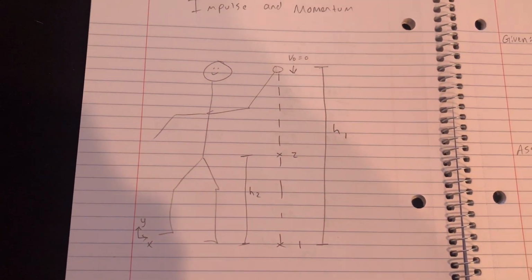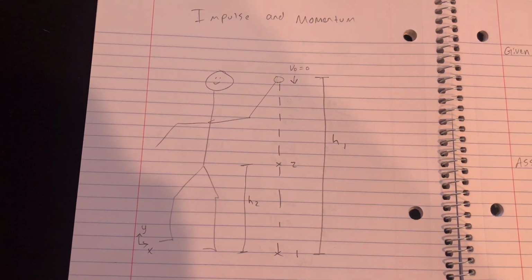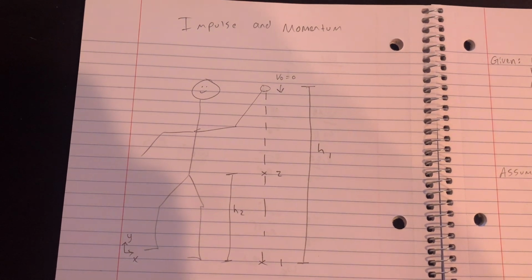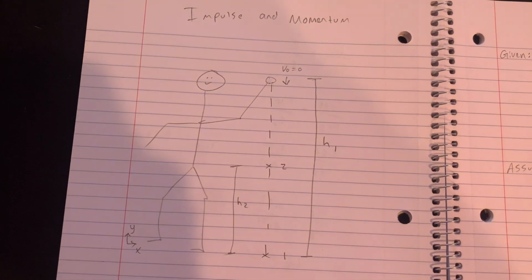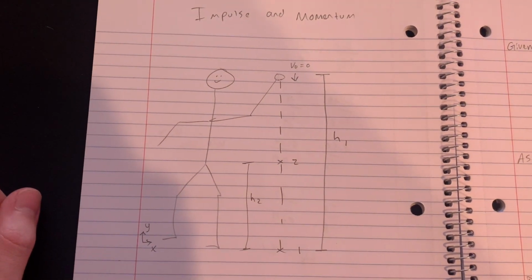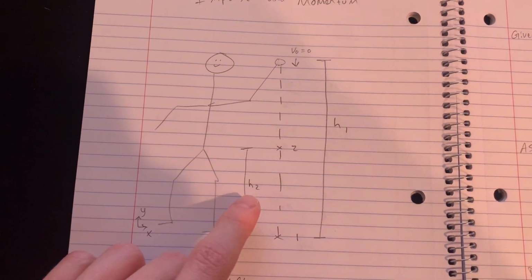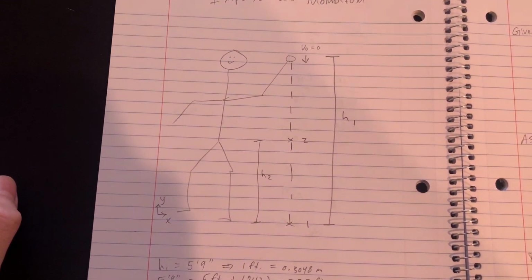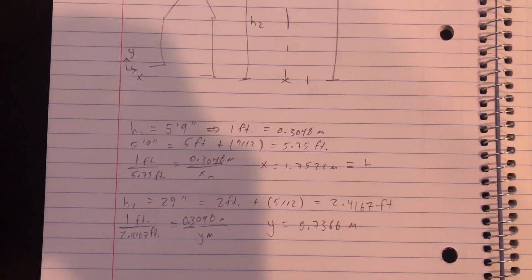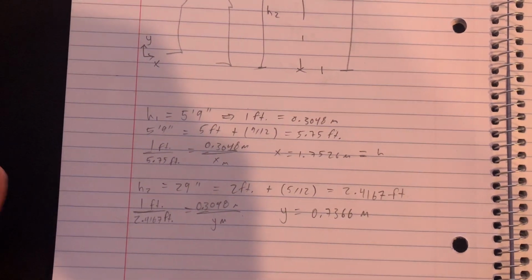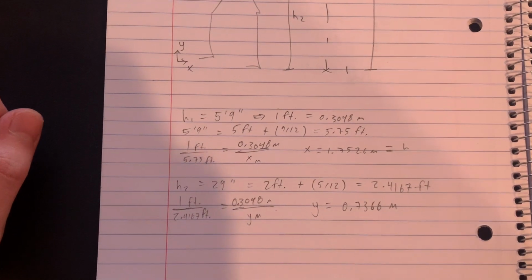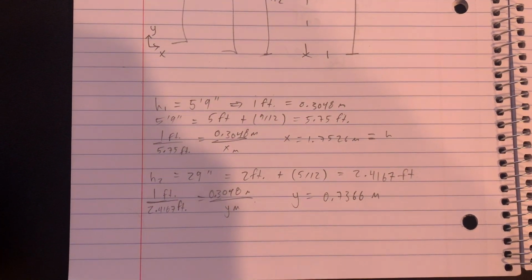For my video, I have chosen to do the average force on a tennis ball as it hits the ground. So here's me dropping the tennis ball at my height, h1, and then as seen in the video, it bounces back up to this height h2, and here's my coordinate axis, and here is me converting my height, 5'9", to meters, because this is going to be a lot easier to do in metric units in my opinion.